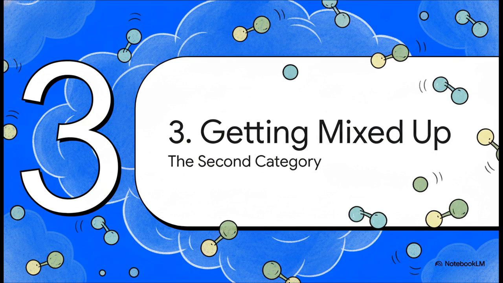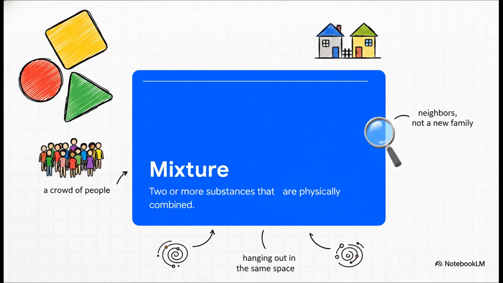All right, so that was our first category. Now let's look at the second one, where things aren't quite so neat and tidy. This is the other possibility for the air we're breathing. And this right here is the absolute crucial difference. A mixture has two or more different substances that are just hanging out in the same space. They're physically combined, kind of like a bunch of people in a crowd, but they haven't chemically reacted to become something totally new. They're more like roommates, not a family.